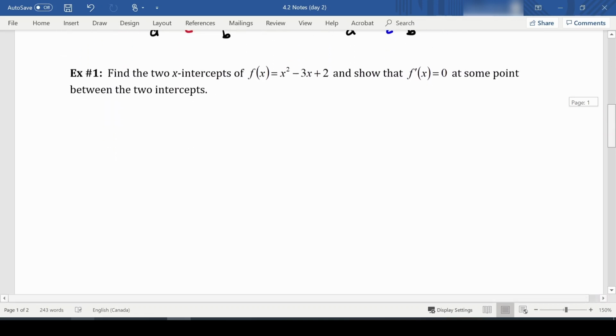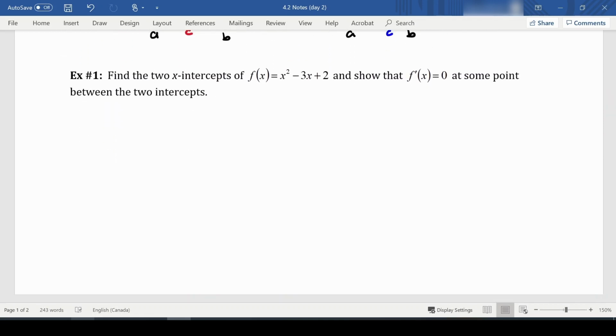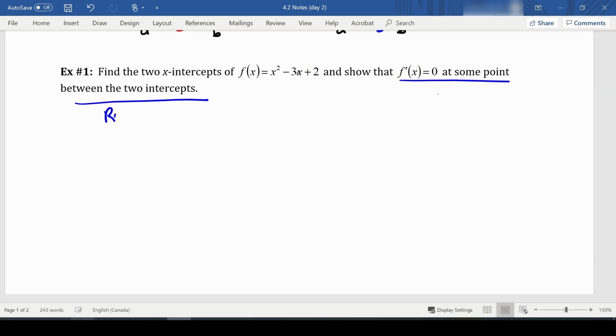So let's try a question. Find the two x-intercepts of f(x) equals x squared minus 3x plus 2. Show that f' is equal to 0 at some point between the two intercepts. So here we're going to use Rolle's theorem. If we have intercepts, this means that y is equal to 0. There are two intercepts. One of my intercepts would be my a. The other intercept would be my b.